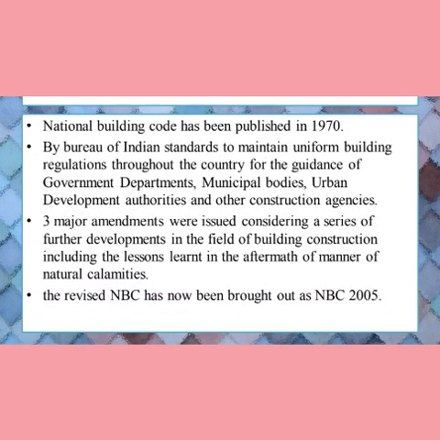So the first National Building Code was published, and after the publication, three major amendments were issued. Amendments means changes, additions or replacements. Some rules in the National Building Code are called amendments. Three major amendments were issued considering a series of further developments in the field of building construction, including the lessons learned in the aftermath of natural calamities. Natural calamities means earthquake or super cyclone.